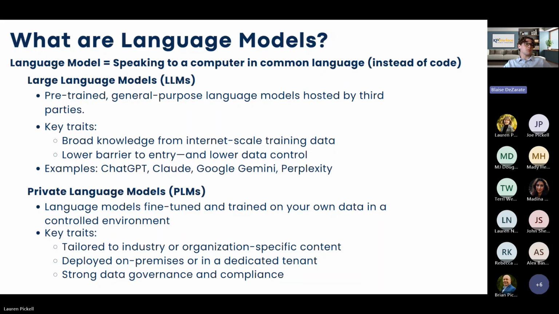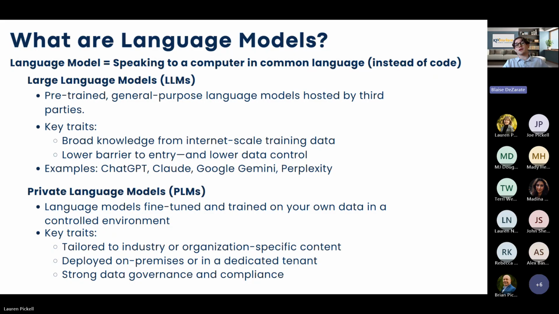Next is PLMs, private language models. These language models are fine-tuned and trained on your own data in a controlled environment, so they can be tailored to your industry or organization-specific content. They can be deployed on premises or in a dedicated cloud tenant.